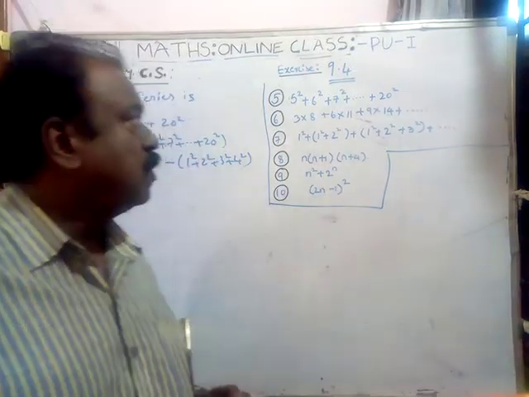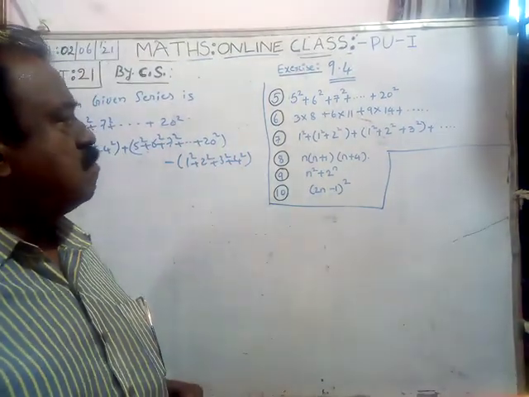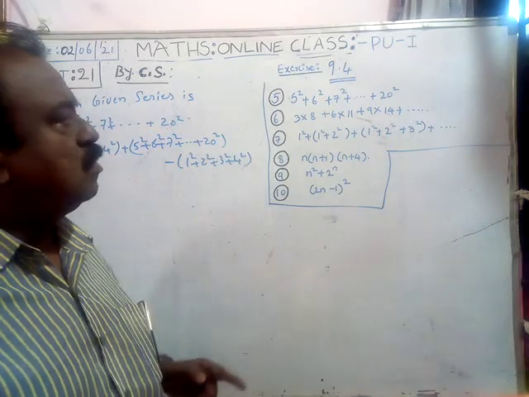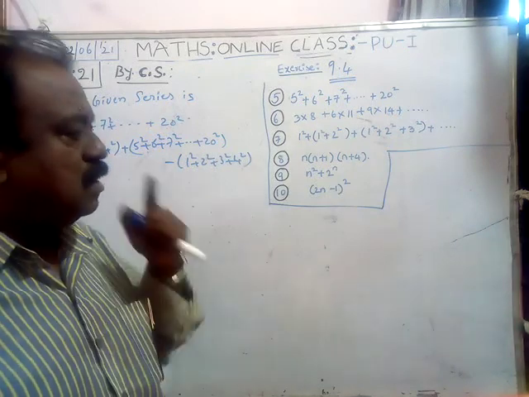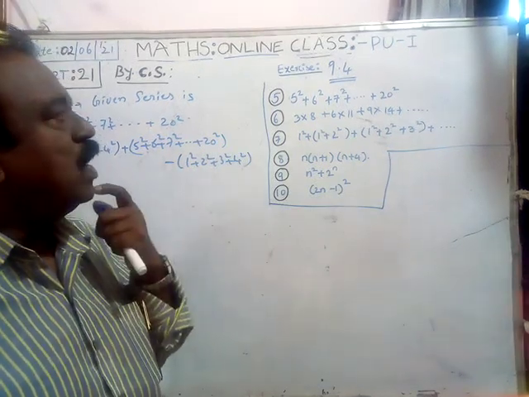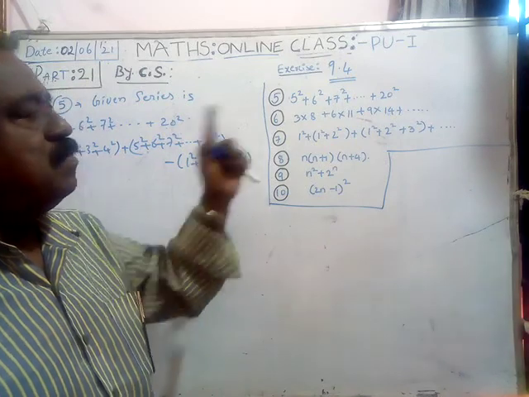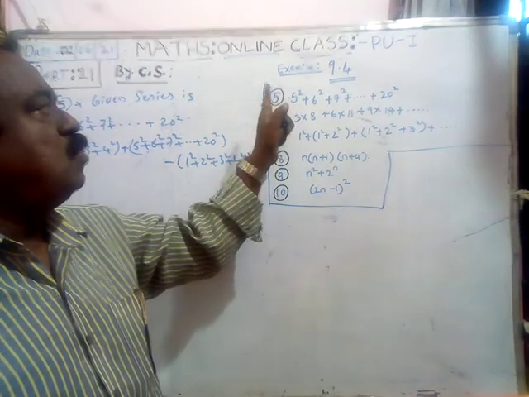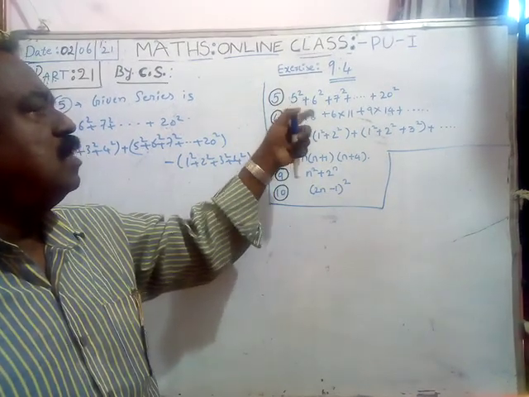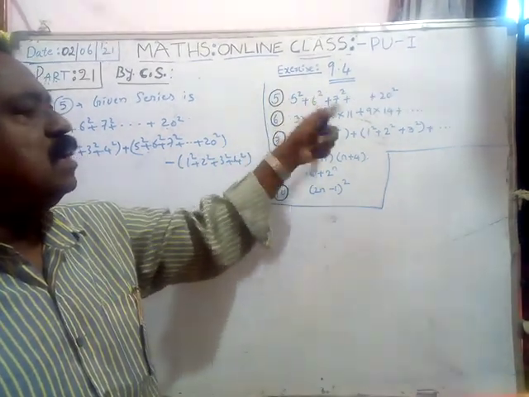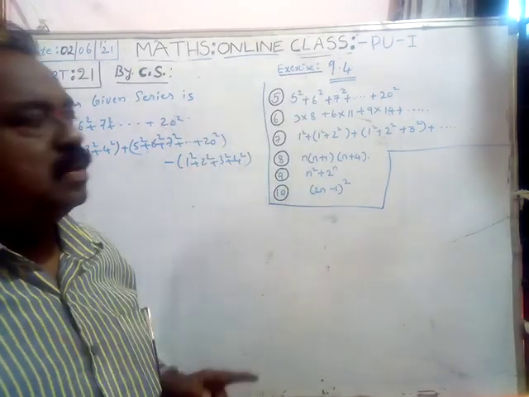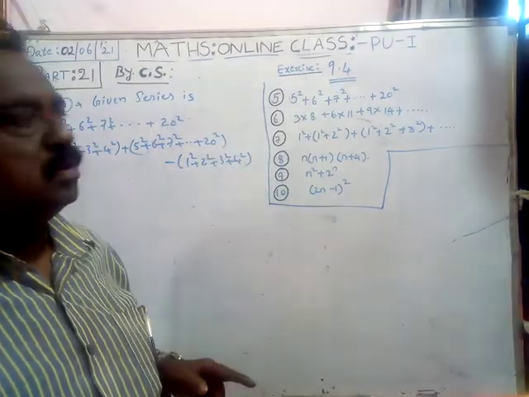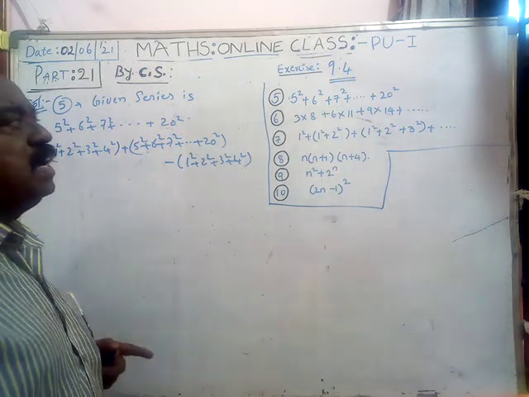Now the fifth problem: 5 square plus 6 square plus 7 square plus dash dash plus 20 square. We have to find the sum. Not by expanding, like 5 square means 25 plus 6 square means 36 plus 49 like that. Not that way. We have to use the concept. Sum to n terms we have to find.